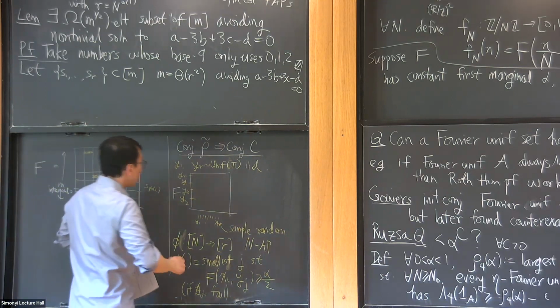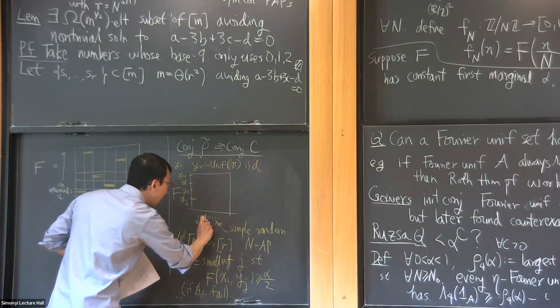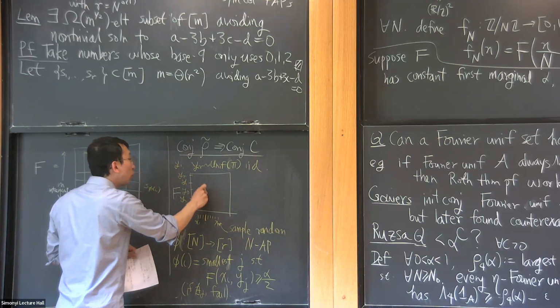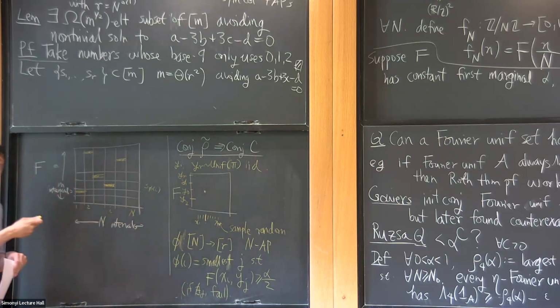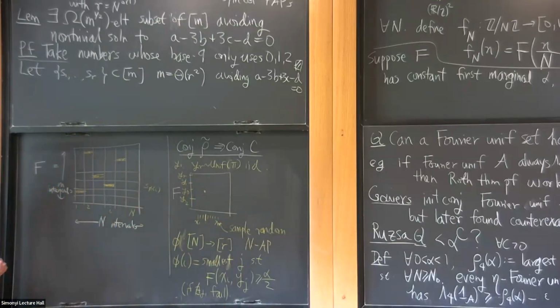So for each number here, to figure out its color, I go through y1, y2, y3 until I find the first one where the value of f there is somewhat large, and I pick the index of y as my color for this number. So that's how to extract the coloring from f.